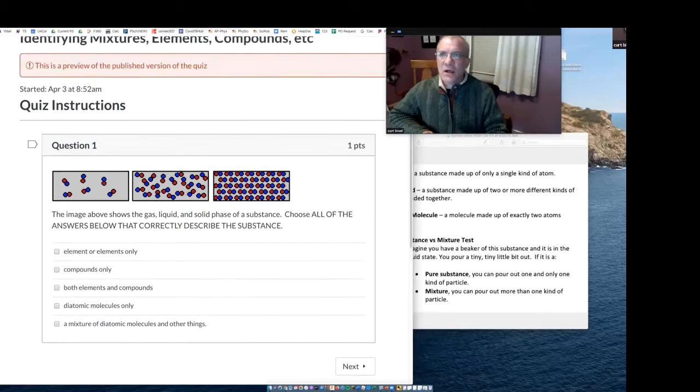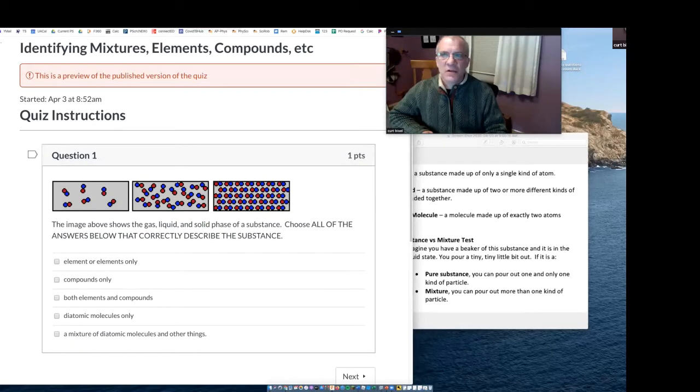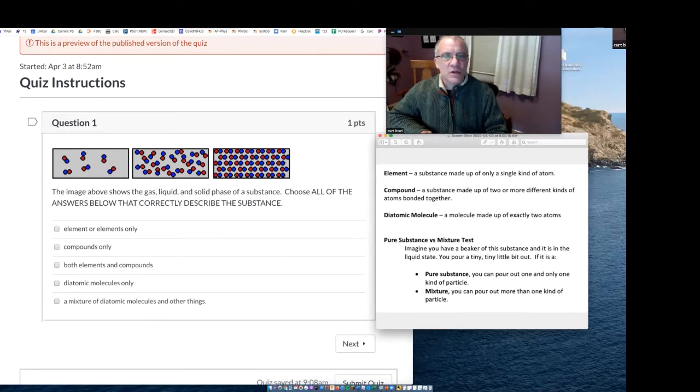The identifying mixtures, elements, compounds quiz is traditionally pretty difficult, so I thought I would make a little video showing how you might think about that. First, one of the goals of this quiz is to make sure you understand the different definitions of element, compound, diatomic molecule, and pure substances and mixtures. So take a look at these definitions.